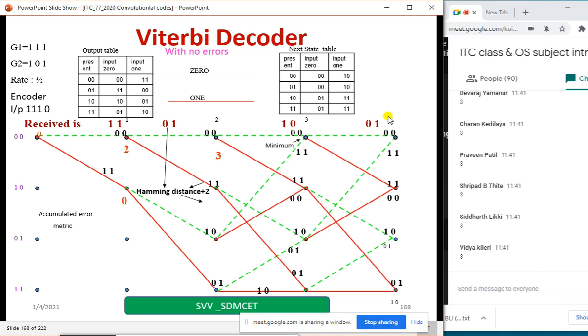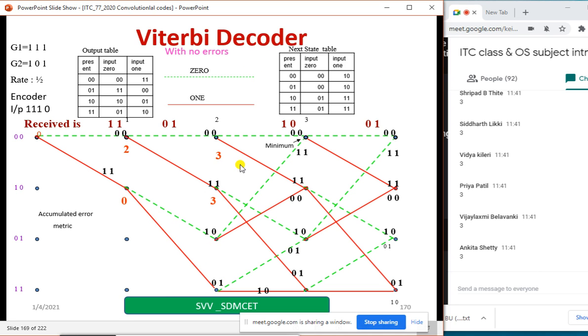Next, I have to consider these two: Hamming distance plus 2. The total will become 3. Next I have to consider these two paths. From this point I have two paths. So considering these two paths, again the same procedure I have to follow.